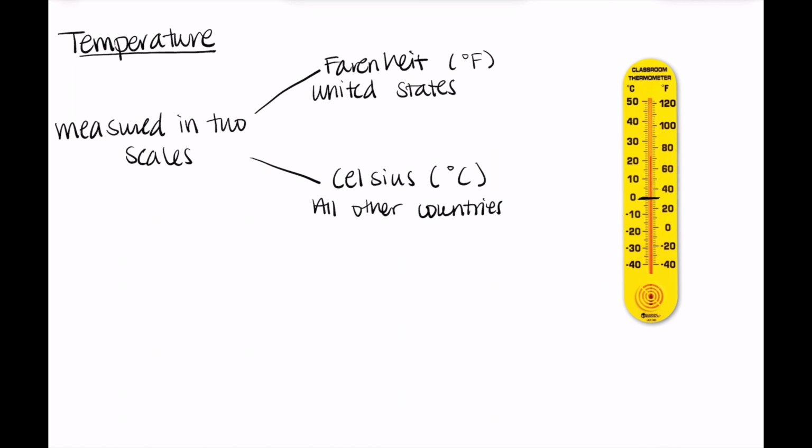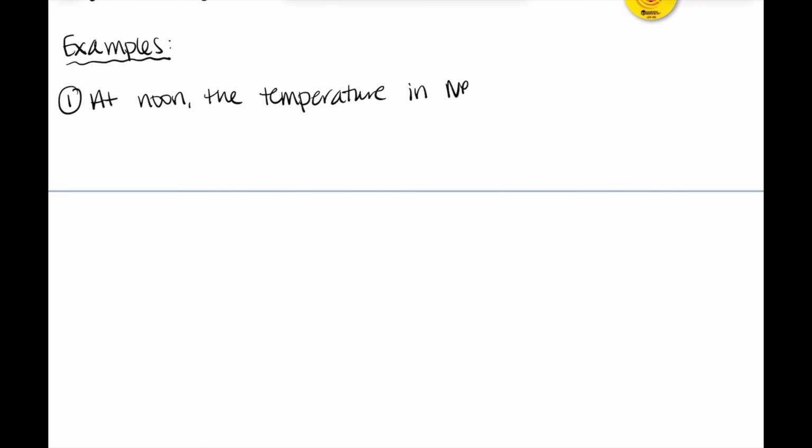And an important note for you guys is that 0 degrees Celsius is the same as 32 degrees Fahrenheit. So that freezing point is 0 degrees in Celsius and 32 degrees in Fahrenheit. So now that we've gone through that, let's get into a few examples for temperature. For number 1, it says at noon, the temperature in New York was 63 degrees Fahrenheit.